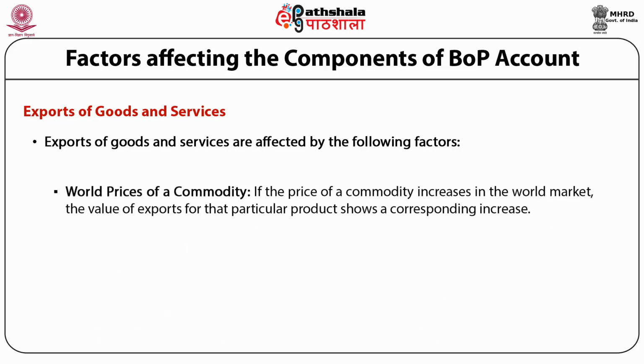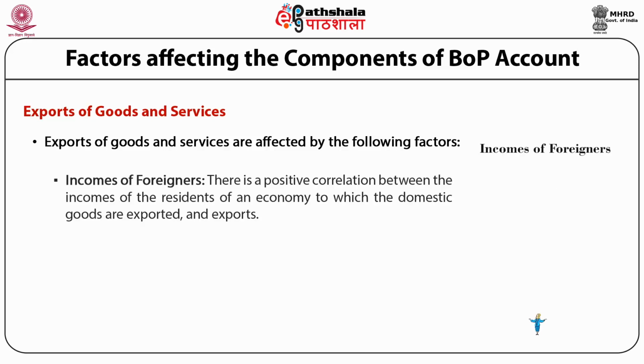World prices of a commodity. If the price of a commodity increases in the world market, the value of exports for that particular product shows a corresponding increase. This would result in an increase in the demand for the domestic currency. A fall in the demand for domestic currency would be experienced in case of a reduction in the international price of a commodity. Incomes of foreigners.